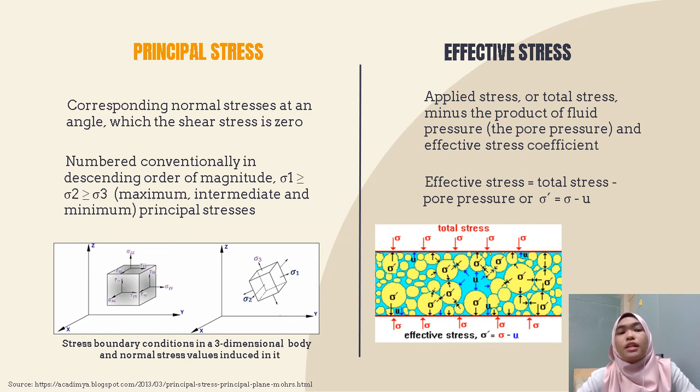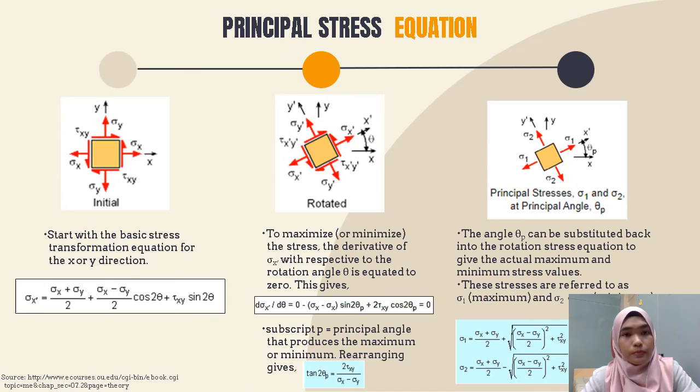I'm going to talk about the principal stress and also the effective stress. So the principal stress is the corresponding normal stress at an angle at which the shear stress is 0. It is numbered conventionally in descending order of magnitude, which is sigma 1, sigma 2 and sigma 3, indicating the maximum, intermediate and minimum principal stress. So the effective stress is the total stress minus the product of pore pressure and the effective stress coefficient.